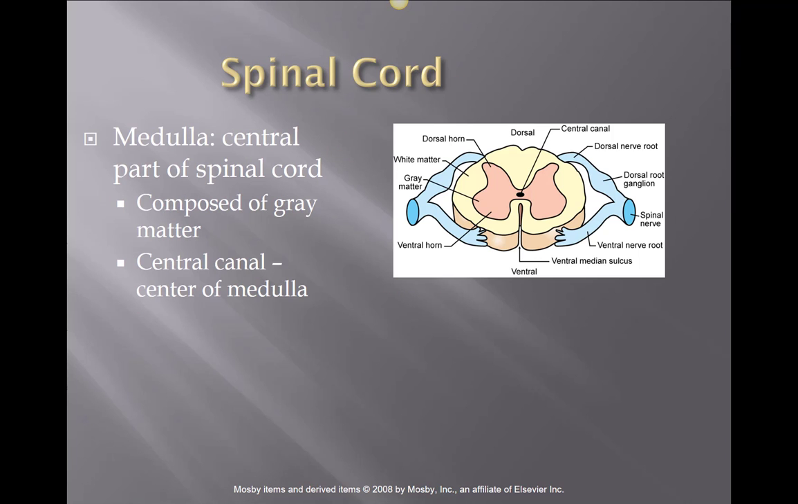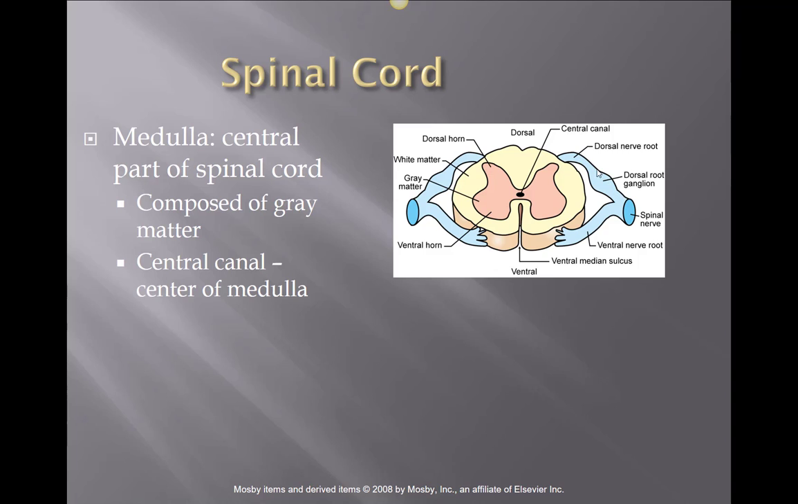When we look at the spinal cord, we're actually going to have the dorsal portion and the ventral portion. We have what we call the dorsal horn and the ventral horn in the center. And this is actually gray matter. This is actually soma, and this is in the area called the medulla, the very middle of the spinal cord.